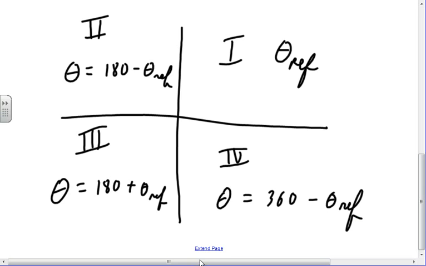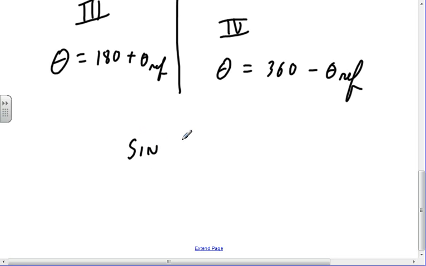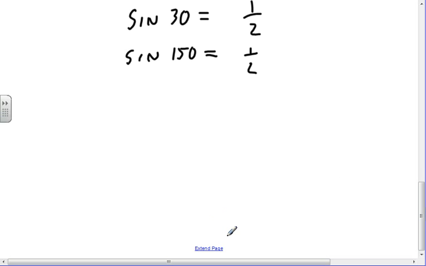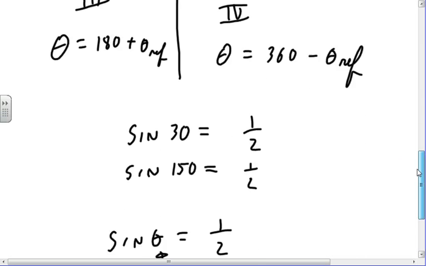Because see, when I take the sine of 30, what do I get? Put it in your calculator, you get 1/2. When I take the sine of 150 and I put it in my calculator, what do I get? Okay, so I'm going to take my calculator, sine. Oh, also 1/2. Okay. So now if I know the sine of theta is 1/2, what's theta? 30. Why isn't it 150?